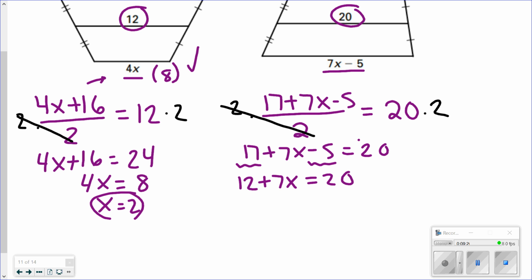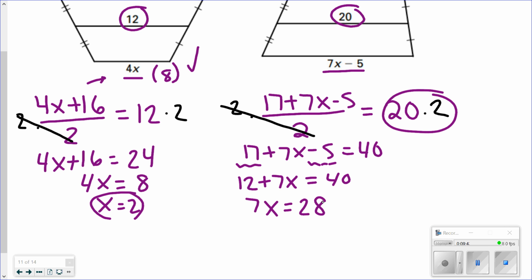I am so sorry. This should be a 40, right? Because I did 20 times 2. So this is a 40. I'm going to erase this and make it a little bit cleaner. So what I really have is 12 plus 7x is equal to 40. All right, now I can subtract 12 from each side, and I get that 7x is equal to 28. Divide by 7, we end up with x is equal to 4.